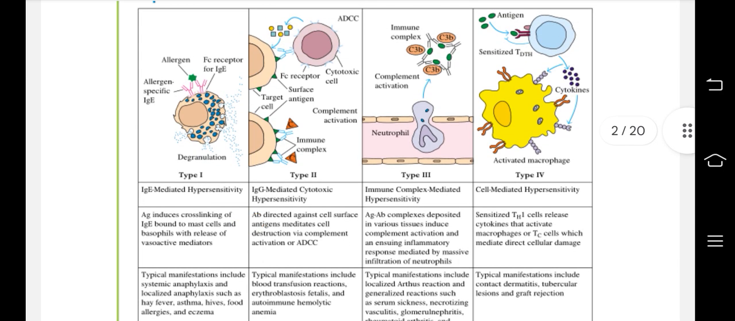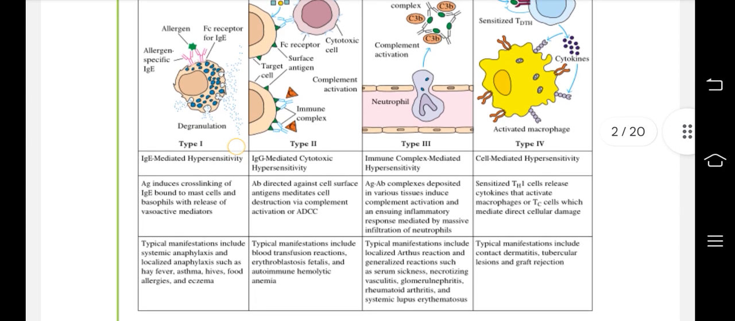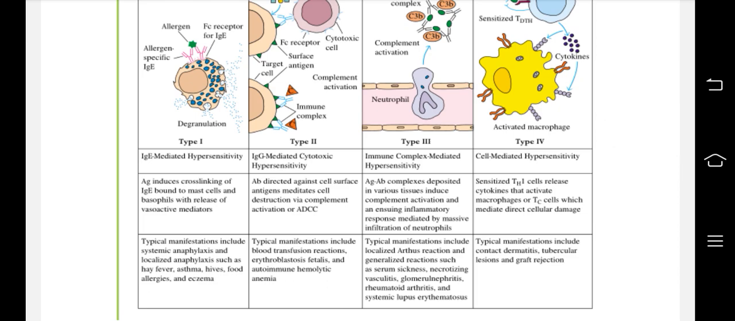Then there will be type 3. In type 3, immune complex will be there, complement activation will be taking place, and neutrophils are there. So, immune complex mediated hypersensitivity. AGAB complexes deposited in various tissues induce complement activation and an ensuing inflammatory response mediated by massive infiltration of neutrophils. Typical manifestations include localized arthritis reaction and generalized reactions such as serum sickness, necrotizing vasculitis, glomerulonephritis, rheumatoid arthritis, and systemic lupus erythematosus.